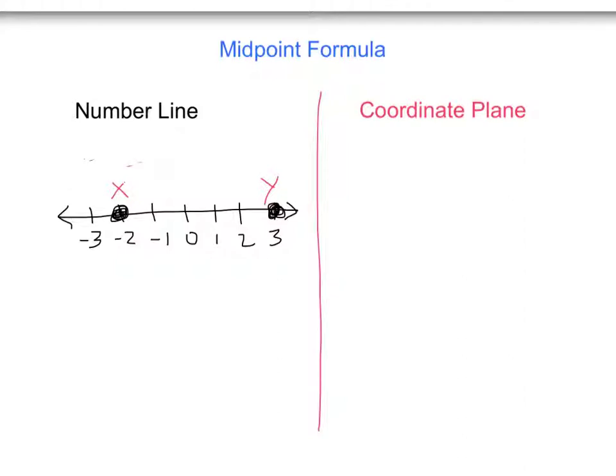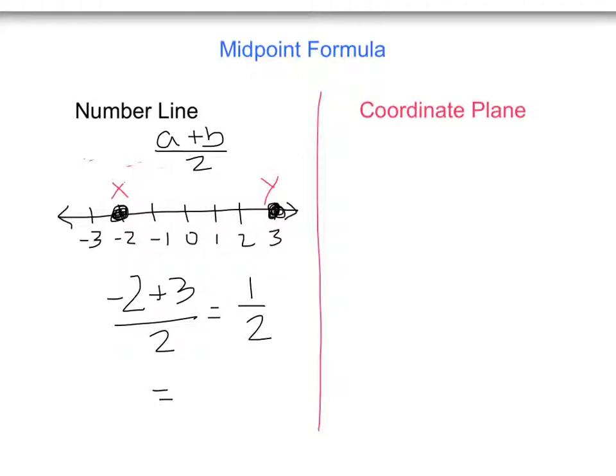Okay, the midpoint formula is simple. It is A plus B divided by 2. So if we have these 2 points here, x is at negative 2 and y is at 3, what we're going to do is do negative 2 plus 3, divide that by 2. So it is 1 divided by 2, or 0.5. And if we look, 0.5 is right here, right in the middle of those two.